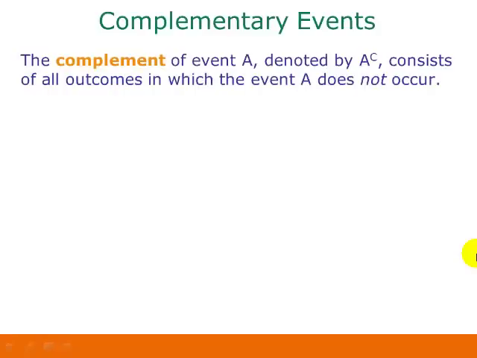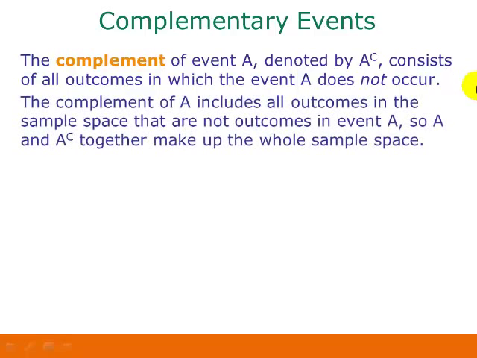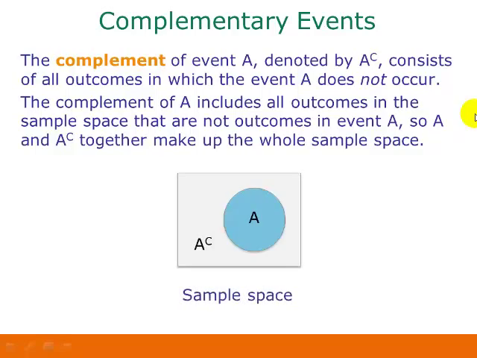So the complement of an event A, which in this textbook is denoted by A with a superscript C, consists of all outcomes in which the event A does not occur. So the complement of A includes all outcomes in the sample space that are not outcomes in event A, which means that A and A complement together make up the whole sample space.